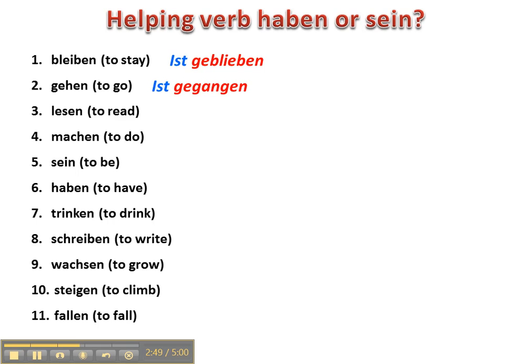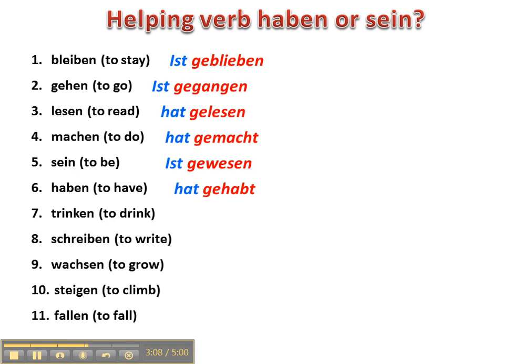Gehen, when you go somewhere, you're moving from one place to another, so it's going to use a form of sein. Ist gegangen. Lesen doesn't do that. Ich habe ein Buch gelesen. Du hast das gemacht. Gewesen always takes itself as its helping verb. You can think of it like that. Ist gewesen. Ich habe eine gute Zeit gehabt. I've had a good time. Trinken. Ich habe ein bisschen Wasser getrunken. Schreiben. Ich habe ein Buch geschrieben.